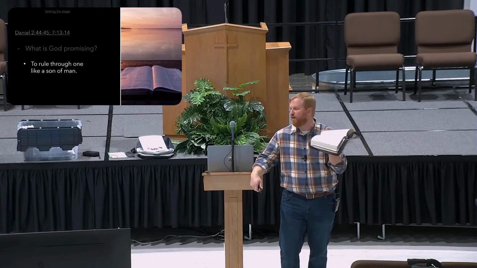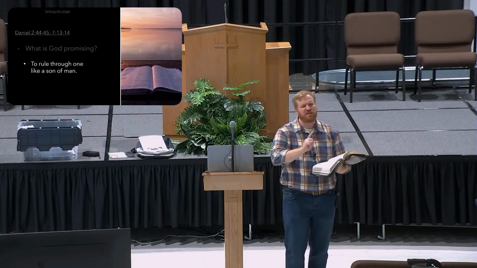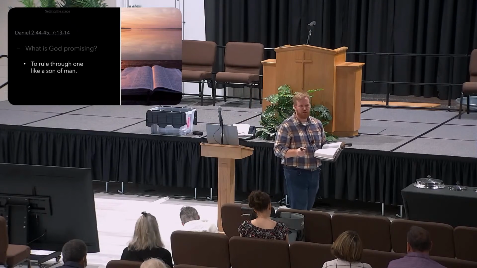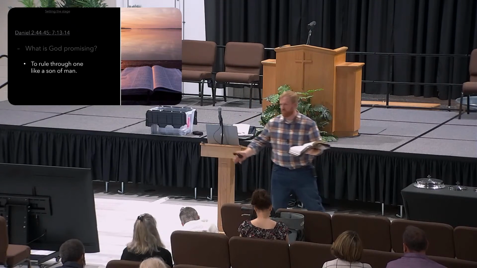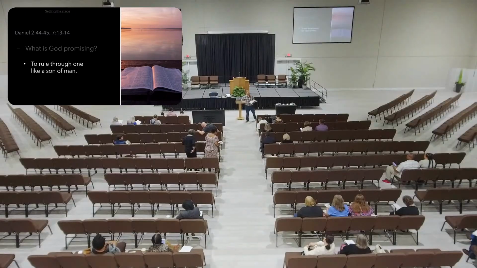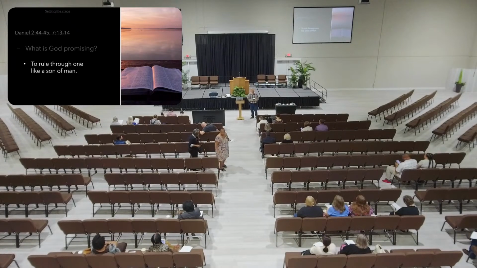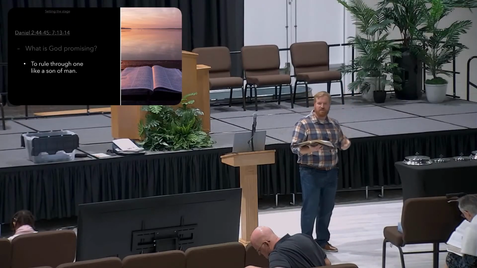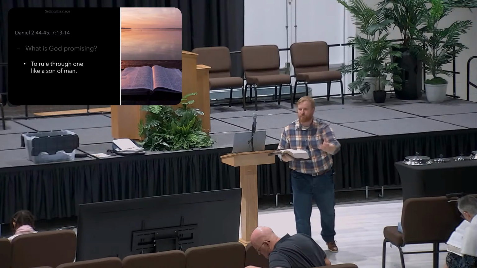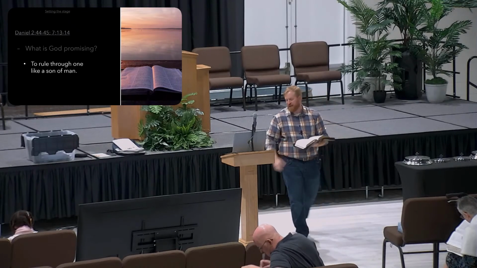God is going to rule through one like a son of man, but notice that this son of man is described in ways that seem to make him more than human. He's coming on the clouds of heaven, which is always used of God in the Old Testament. He's presented before God, and he's given an eternal kingdom, and he's given all authority. Well, I thought those things belonged to God. Well, yes, they do. And yet God is going to then manifest those things through this one like a son of man.